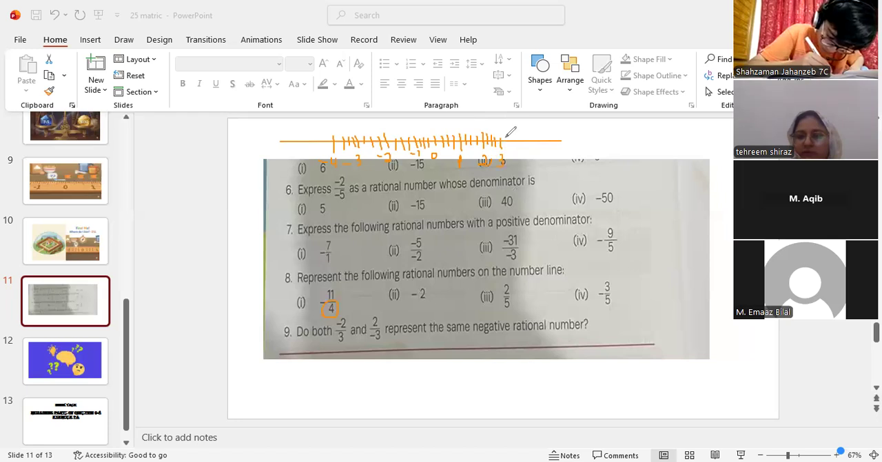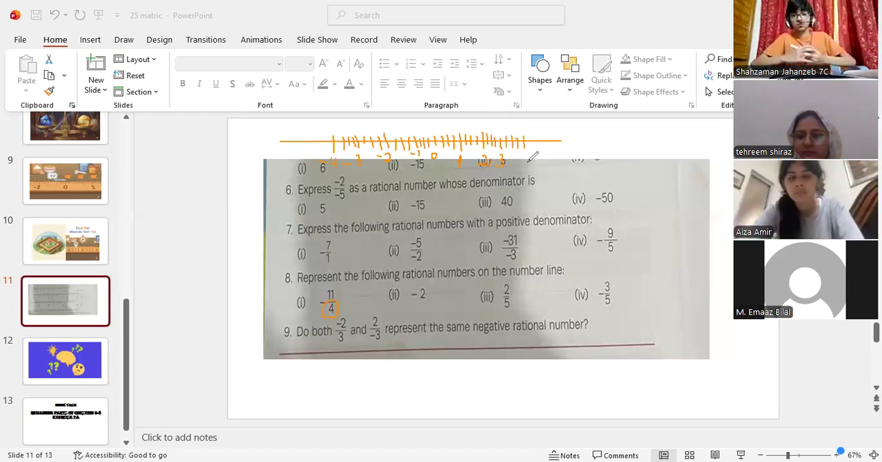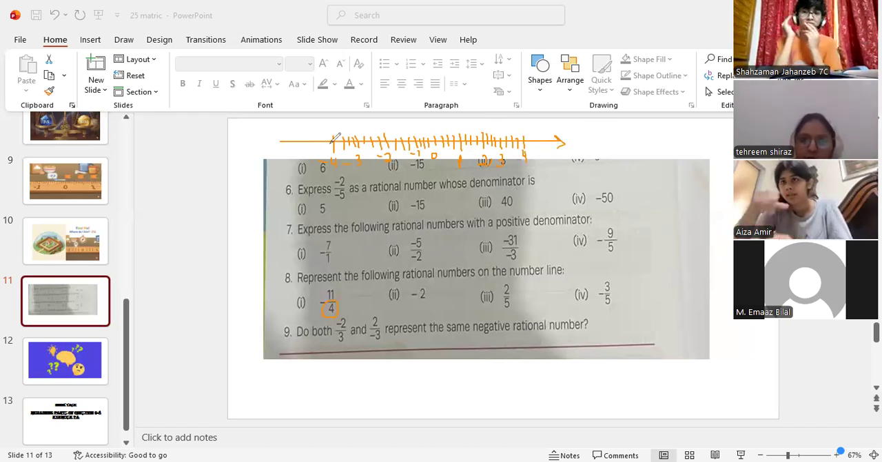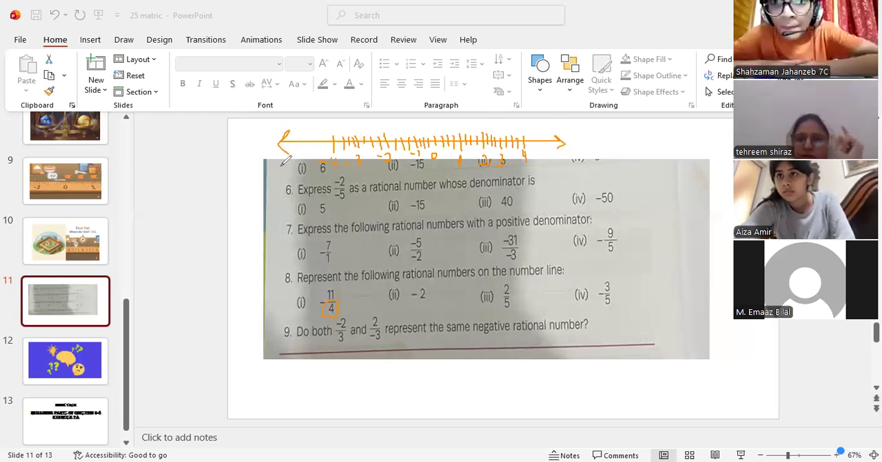Is this clear to everyone? Yes. Okay. Now see this. If you are leaving the space accurately, then first of all, close the number line. Close the number line with the arrows.